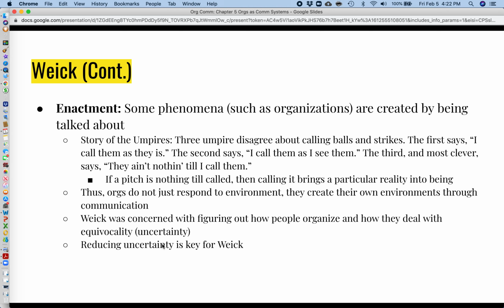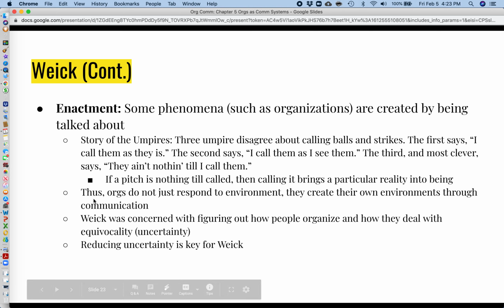So in keeping with Weick, he maintains that one of the ways that many phenomena are created is just through being talked about, people just making sense of things. And so your book talks about this story of the umpires, where three umpires disagree about calling balls and strikes. The first one says, I call them as they are. The second one says, I call them as I see them. And the third one, the most clever one, says, they ain't nothing till I call them.